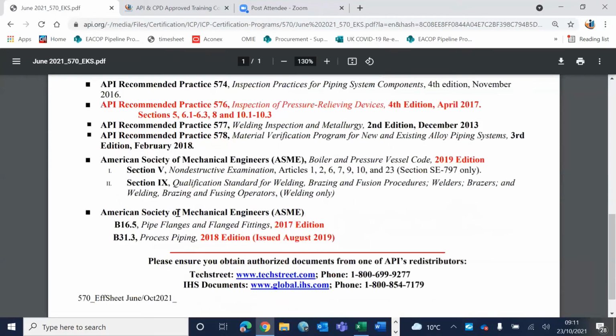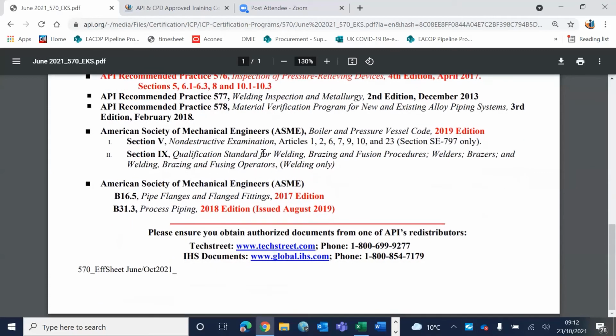And then Section 9, about the welding code, also tells you how you should write a WPS, what a PQR is, and how the PQR can be adjusted to a WPS or the other way around. And then B16.5 pipe flanges, and B31.3 process piping. So these are the materials that you have to study, okay?